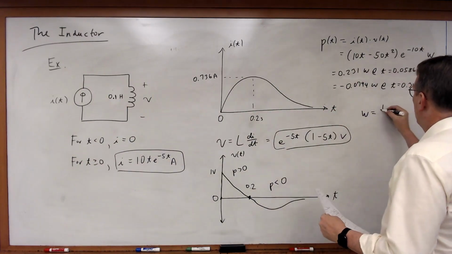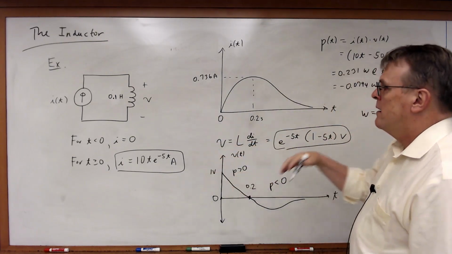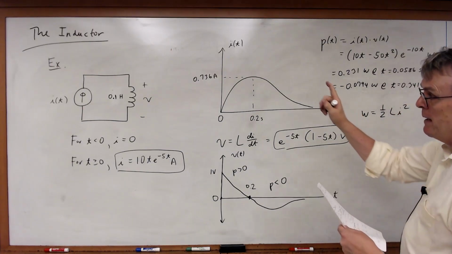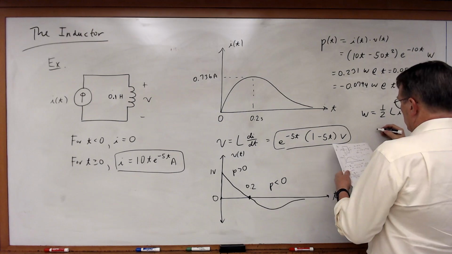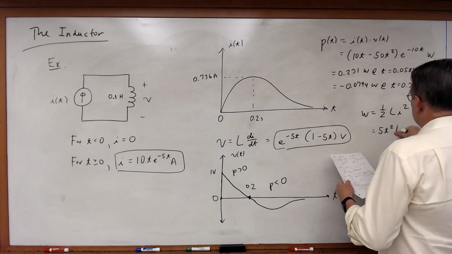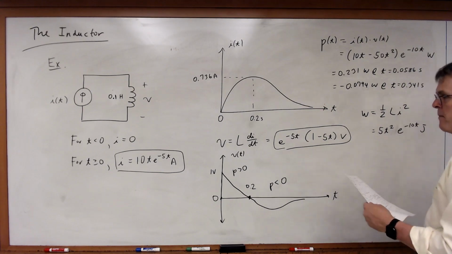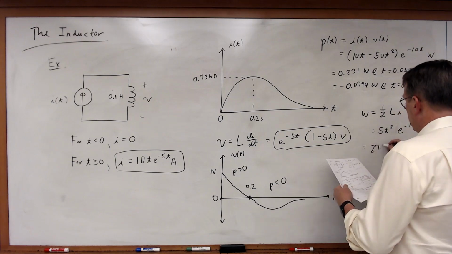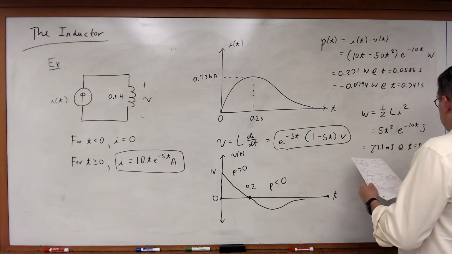once again, it is 1/2 L i squared. Again, we can take this term here, square it, multiply together, then multiply times 1/2 times L, 0.1 henry, and this will be equal to 5t squared times e to the minus 10t joules, and we'll find that this is equal to 27.1 millijoules at t equals 0.2 seconds.